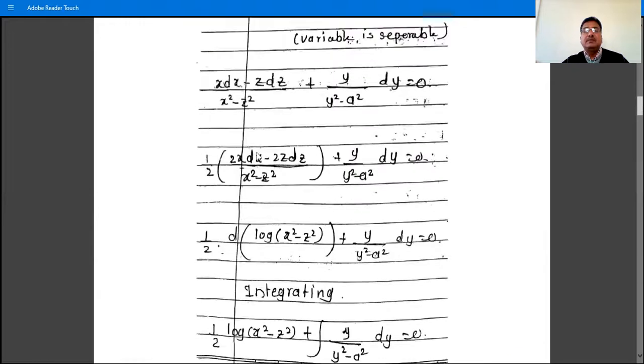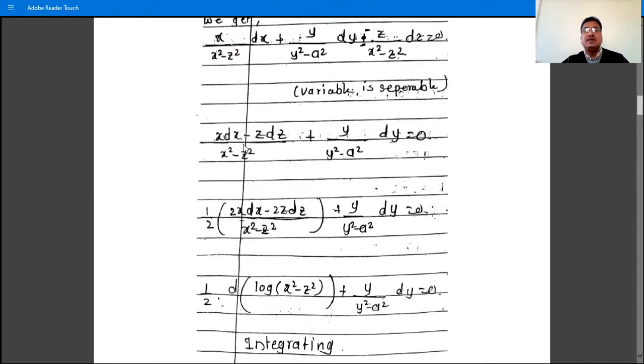So in this example, the function is (x dx minus z dz) divided by (x square minus z square). Apply that trick: adjust the derivative of the denominator in the numerator and use the rule of integration, that the integration of f dash x divided by f x dx is log f x. So what is the derivative of x square minus z square? It is 2x dx minus 2z dz. So just multiply by 2 and divide by 2.